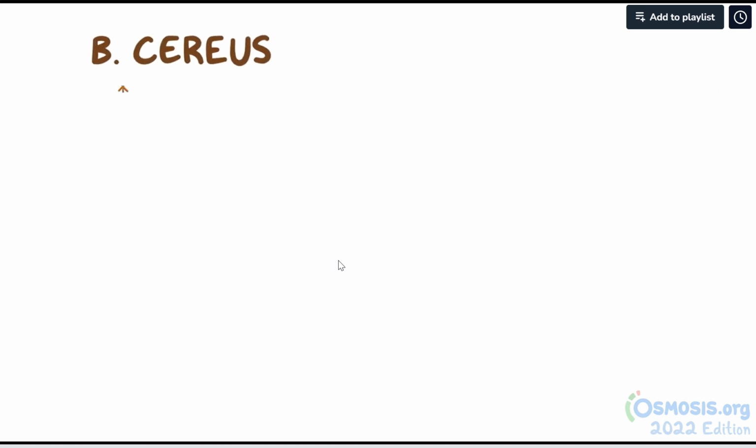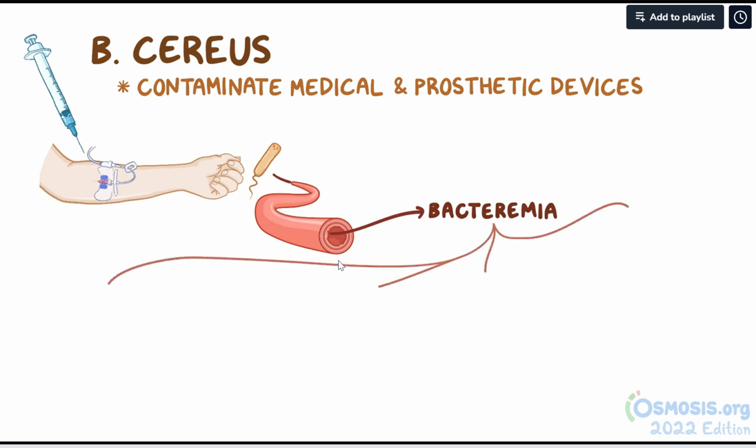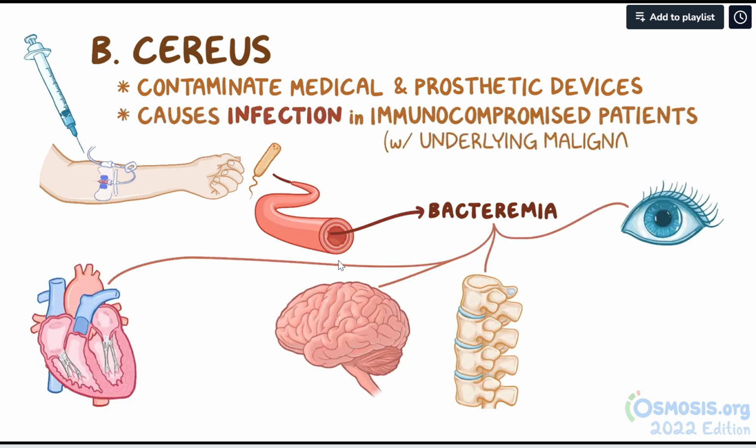Finally, B. cereus can also contaminate medical devices, like needles and prosthetic devices like central lines and indwelling catheters. From such devices, bacteria can get into the bloodstream, causing bacteremia. From there, they can spread to other organs and cause infection, mostly in immunocompromised individuals, like those with an underlying malignancy, or in newborns who have an immature immune system. If they spread to the heart, they cause endocarditis.